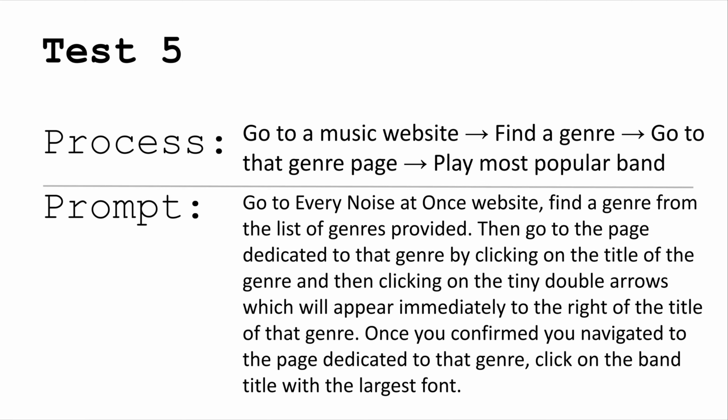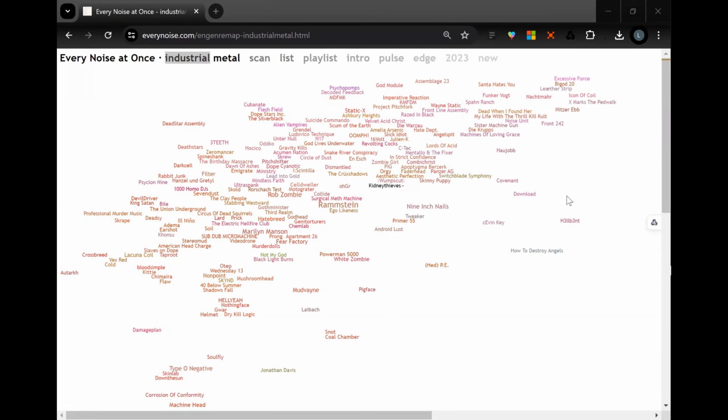So what we're going to ask MultiOn to do is go to this website, find a specific genre, go to that genre's page, and then play the most popular band from the genre, which is decided by how large the font is of the band name. So the more popular the band, the larger its font is on the main page.